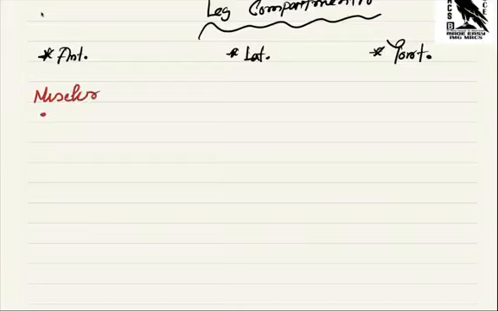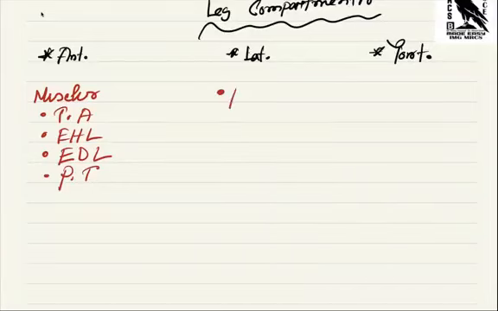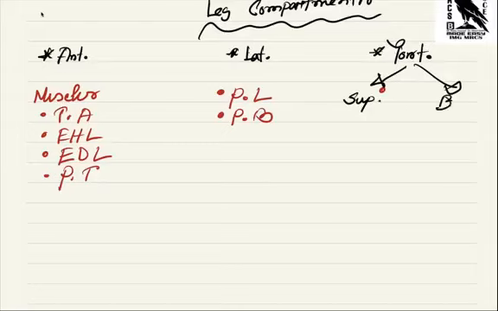So then, first of all, in the anterior group, what are the muscles there? There is tibialis anterior, extensor hallucis longus, extensor digitorum longus, and also peroneus tertius. On the lateral one, we have two: the peroneus longus and the peroneus brevis. On the posterior aspect, we again have two divisions, superficial and deep.